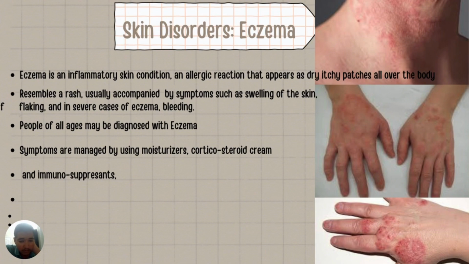People of all ages may be diagnosed with eczema, and symptoms are managed by using moisturizers, corticosteroid cream, and immunosuppressants, because sometimes your body's immune system attacks the skin thinking that there are pathogens or bacteria on it, and that's what causes eczema. But the true cause is unknown. It could be stress, it could be your immune system, or it could be just a lack of moisture.